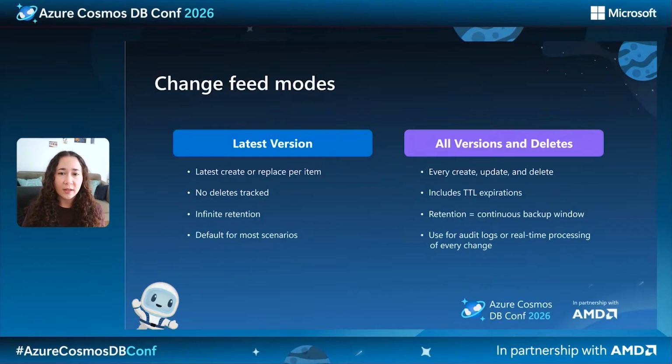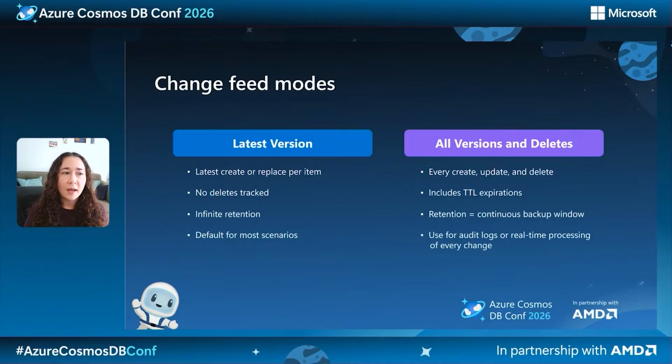Retention of changes in this feed is based on the continuous backup window for your account, so either 7 days or 30 days, depending on what you've configured. You can read all of these changes within that window. This mode is really great for audit logs or real-time processing where you need to react to every change.